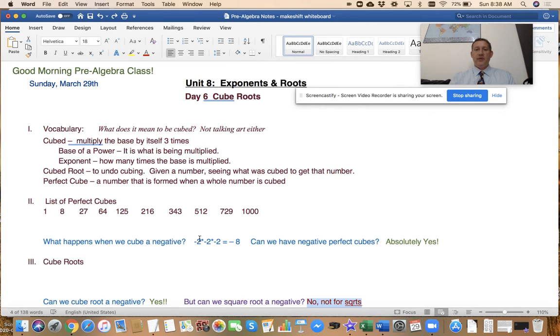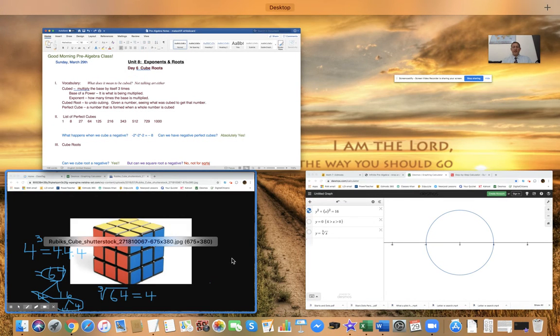Why? Because if you multiply a number times itself 3 times, a negative times a negative is a positive, times a negative again becomes negative. Okay? This is only dealing with real numbers. If you're dealing with complex or imaginary numbers, then yes, you can also deal with negatives with square roots. But for real numbers, no negative square roots. But you can have negative cube roots. All right. So let's go ahead and finish this off by doing some practice with cube roots.